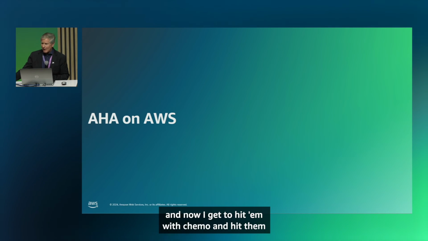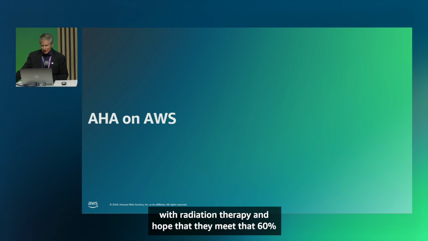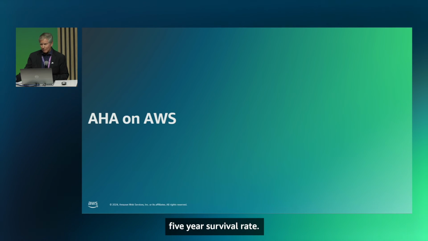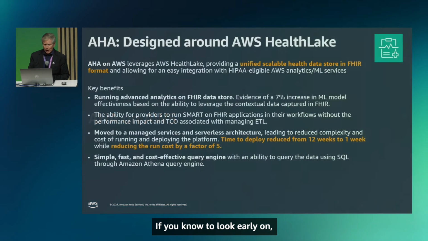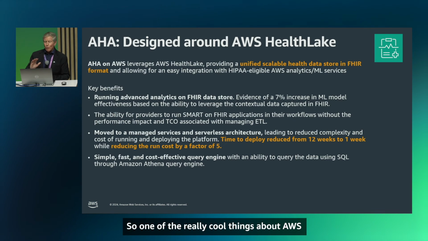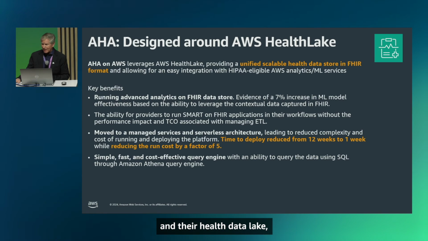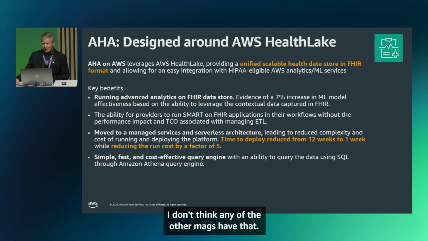And now I've got to hit them with chemo and hit them with radiation therapy and hope that they meet that 60% 5-year survival rate, right? So total game changer if you know to look early on. So why AWS and what can you do there? One of the really cool things about AWS and their health data lake is that it is a fully FHIR compliant backend. I don't think any of the other MAGs have that, right?